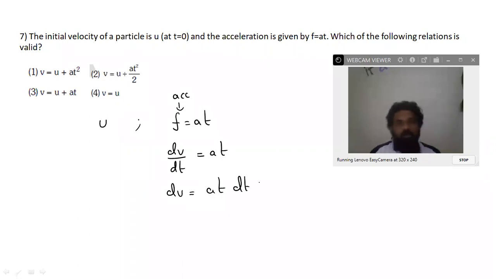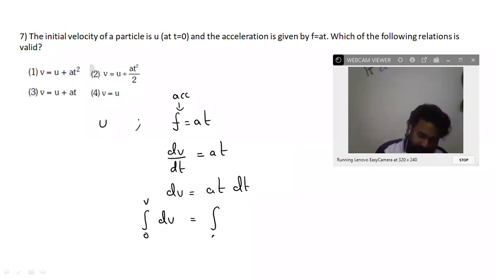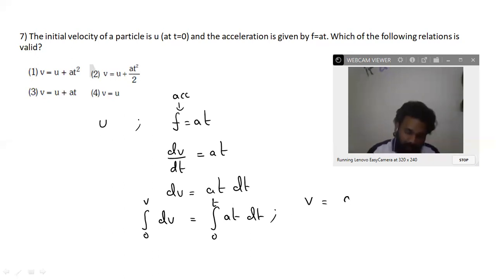Now in order to find velocity, since the relation is based on velocity, we need to integrate. So integrating dv from 0 to v, and on the right side integrating from 0 to t, because this is dt, so at dt. When you integrate this, we will be getting v is equal to what?